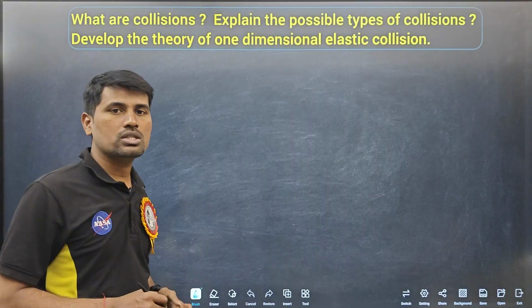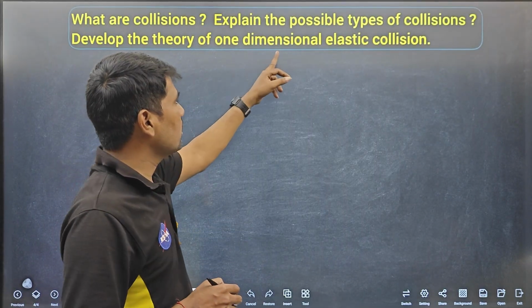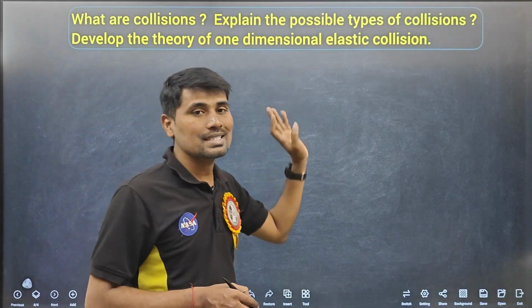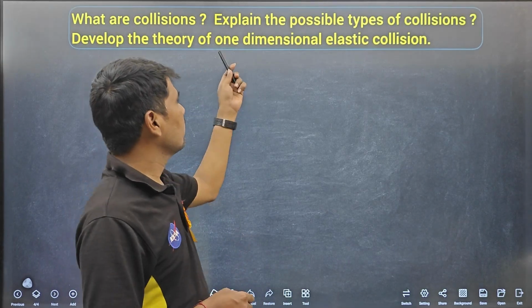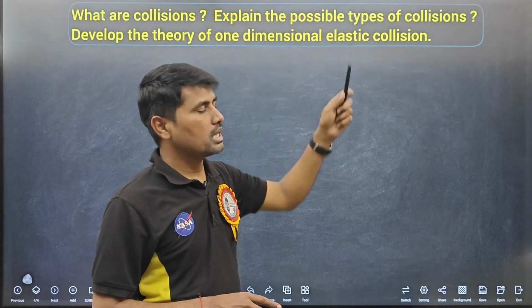What are collisions? First, you have to explain the theory and the possible types of collisions. Next, develop the theory of one-dimensional elastic collision. Here, it is asking only one-dimensional elastic collision. Before that, we have to explain the possible types of collisions.